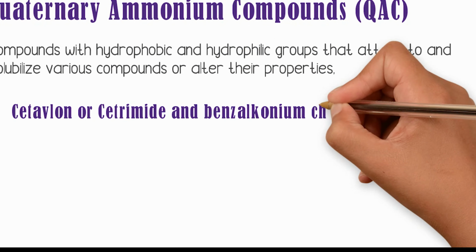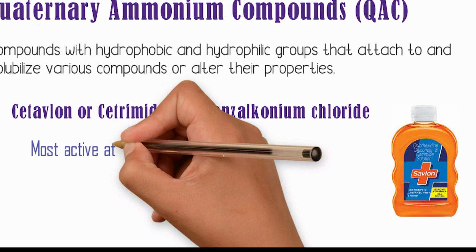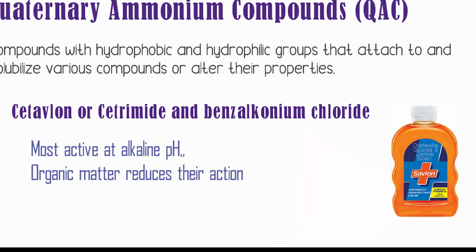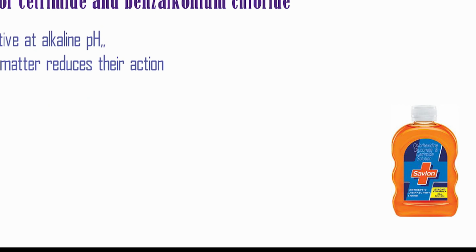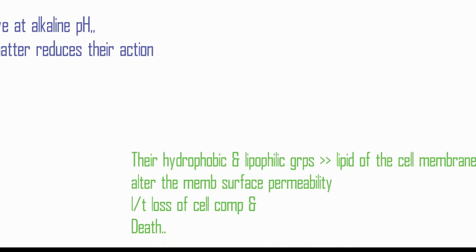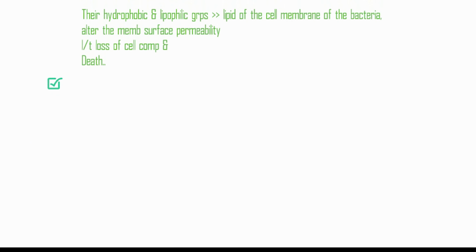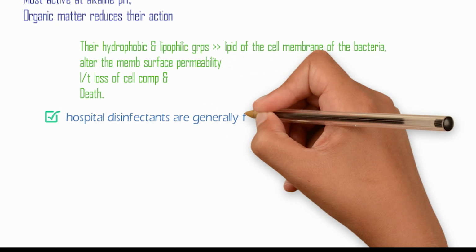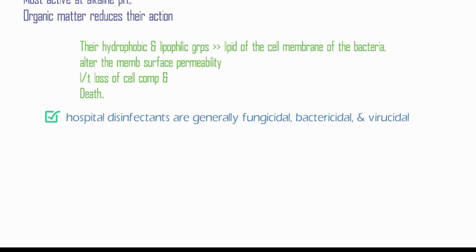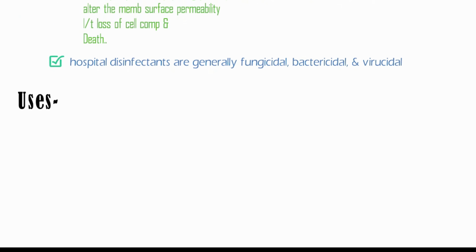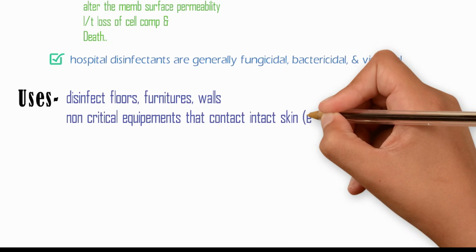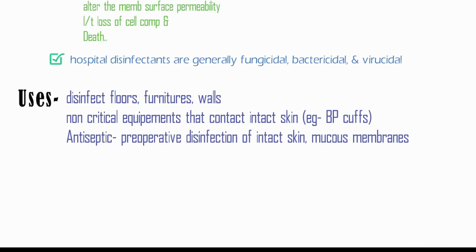One example is cetrimide. Just like aldehydes, they are most active at alkaline pH, and the presence of organic matter reduces their efficacy. Mechanism of action is related to membrane surface permeability, leakage, which eventually leads to cell death. They are effective against bacteria, virus, fungi, but not spores. They are used to disinfect floors, furniture, walls, and non-critical equipment. They are also safe to be used as antiseptics on intact skin and mucous membrane.